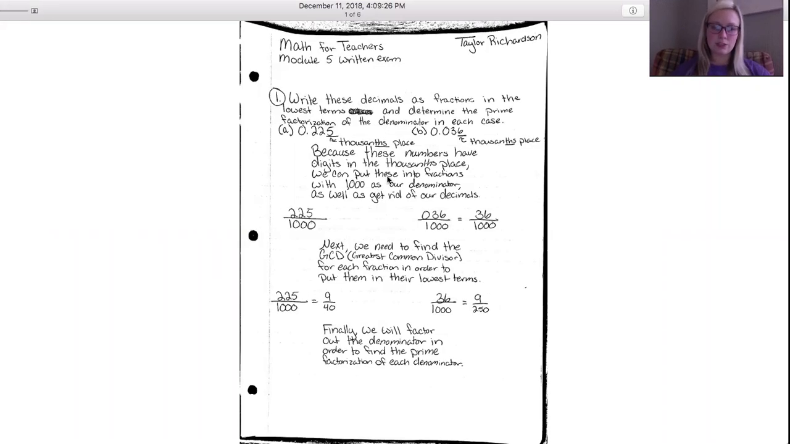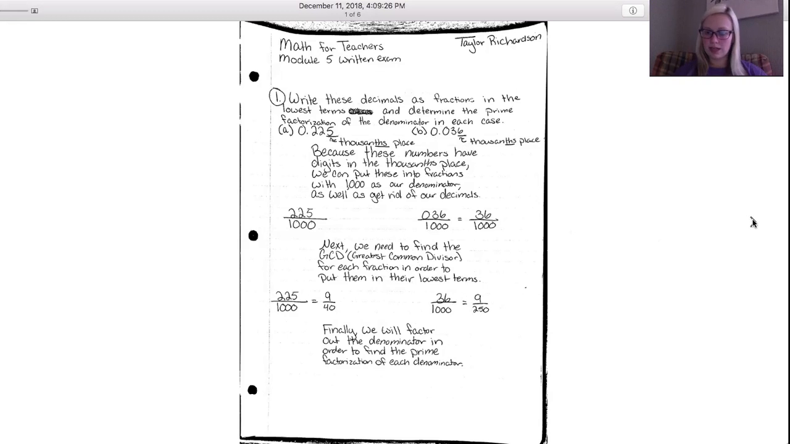And the next thing we need to do is find the greatest common divisor in order to find the lowest terms for these fractions. And so the greatest common divisor for 225 over 1,000 is 25. This means that 225 over 1,000 is equal to 9 over 40. And then the other one, part B, 36 over 1,000 is equal to 9 over 250. And so to look at these even further, we're going to determine the prime factorization for these fractions.